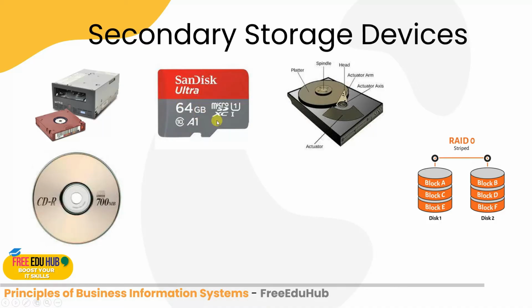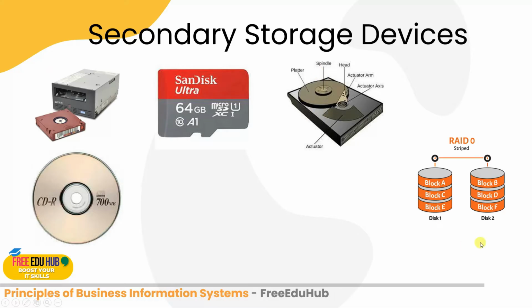Then we have the normal magnetic discs, where we have a cylindrical disc in the hard drive, and it has a platter, spindle, head, actuator arm, and actuator axis, which is reading the data, and the actuator itself, through which we read and write the data on the disk.